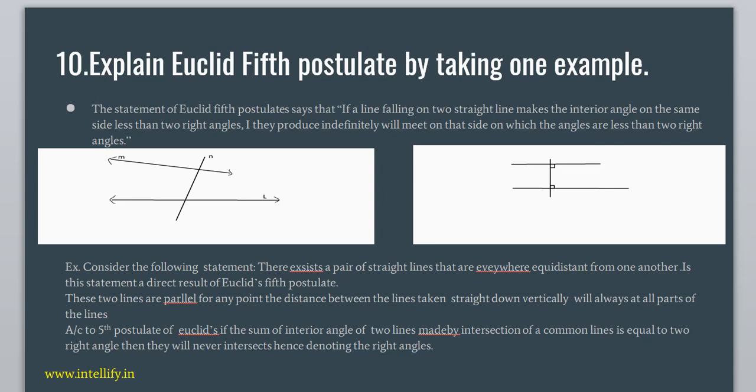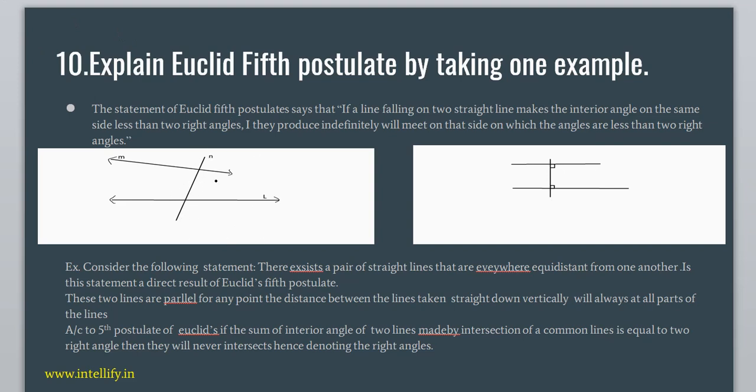We have to explain Euclid's fifth postulate by taking one example. I will read out the statement of Euclid's fifth postulate. It says, if a line falling on two straight lines makes the interior angles on the same side less than 2 right angles, then the lines produced indefinitely will meet on the side on which the angles are less than 2 right angles.